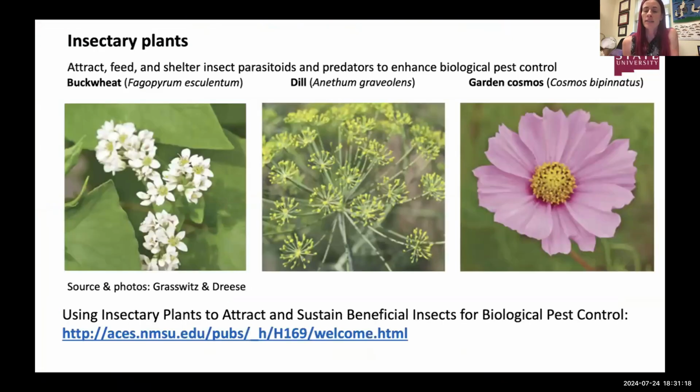So insectary plants, I mentioned this idea of insectary plants. This is just three examples. These are plants that are proven to attract and sustain beneficial insects, so natural enemies like these parasitoid wasps and other predators, because they still need a place to drink nectar, a place to take shelter. So these are some examples of things you can use in your landscape.